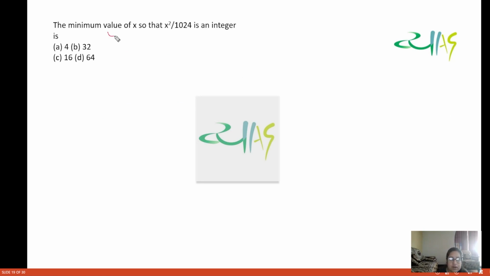Now look at this question. It is saying: what is the minimum value of x so that x square divided by 1024 is an integer. Okay, x square divided by 1024 is an integer.